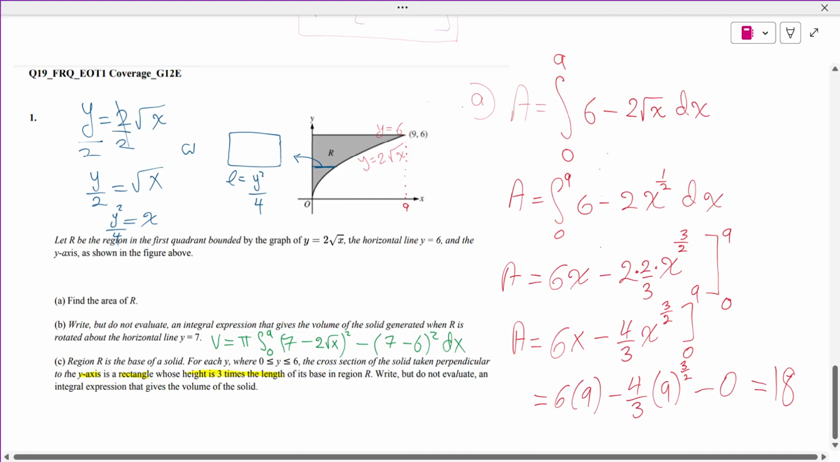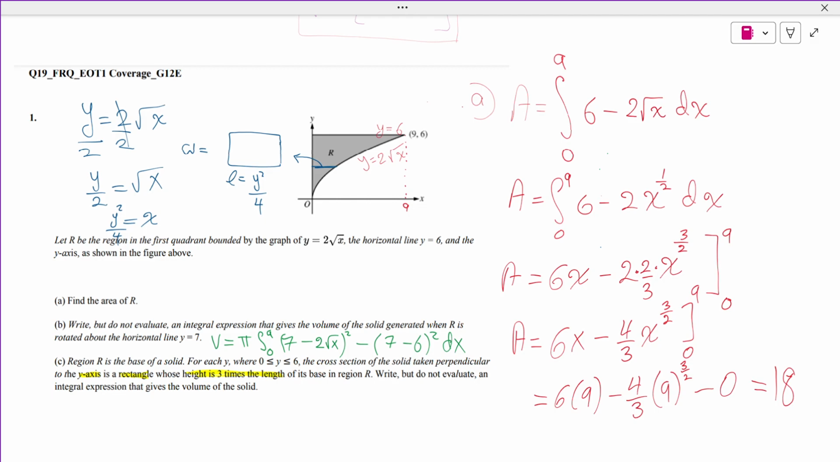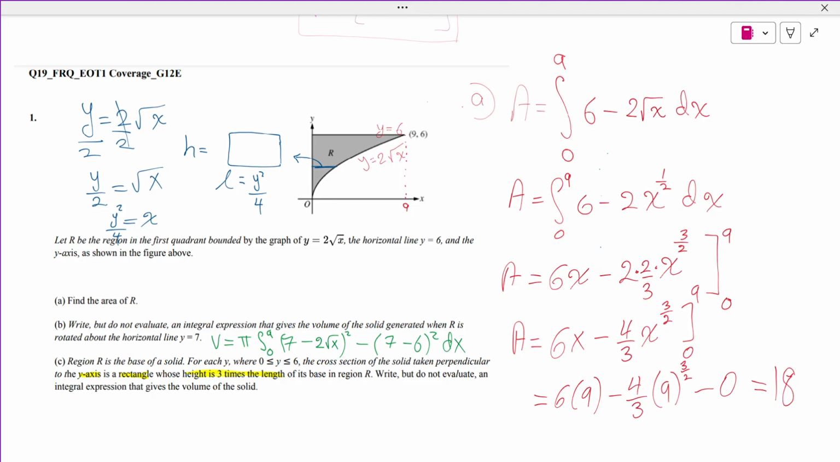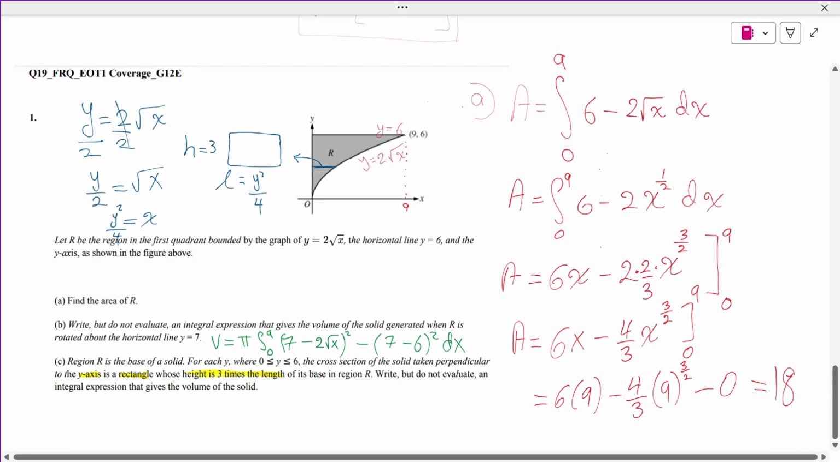And the question is saying that the width, or I flipped them. Let's say this is the length and this is the height, and instead of using length and width, let's keep it length and height. Now the height of this rectangle is 3 times the length. So it will be 3 times y squared over 4.